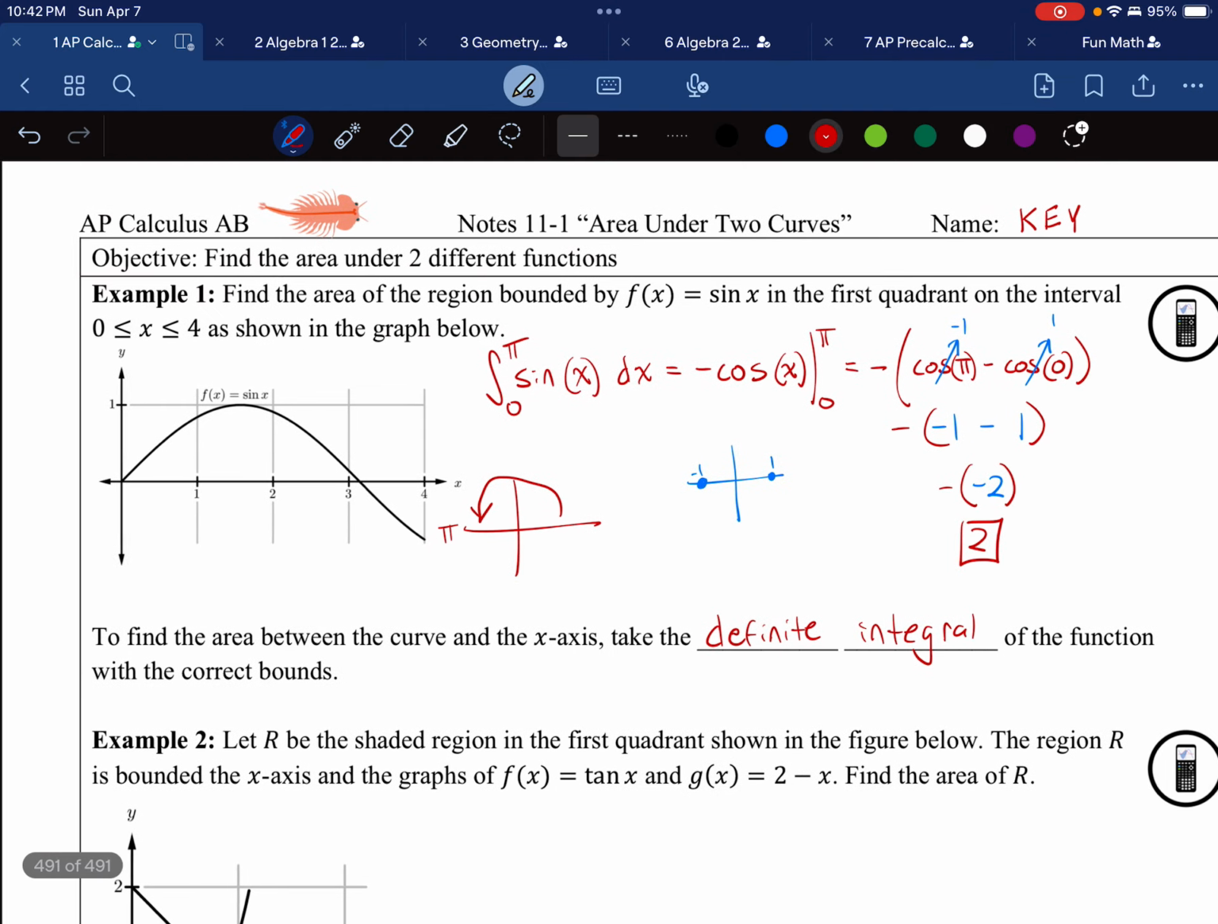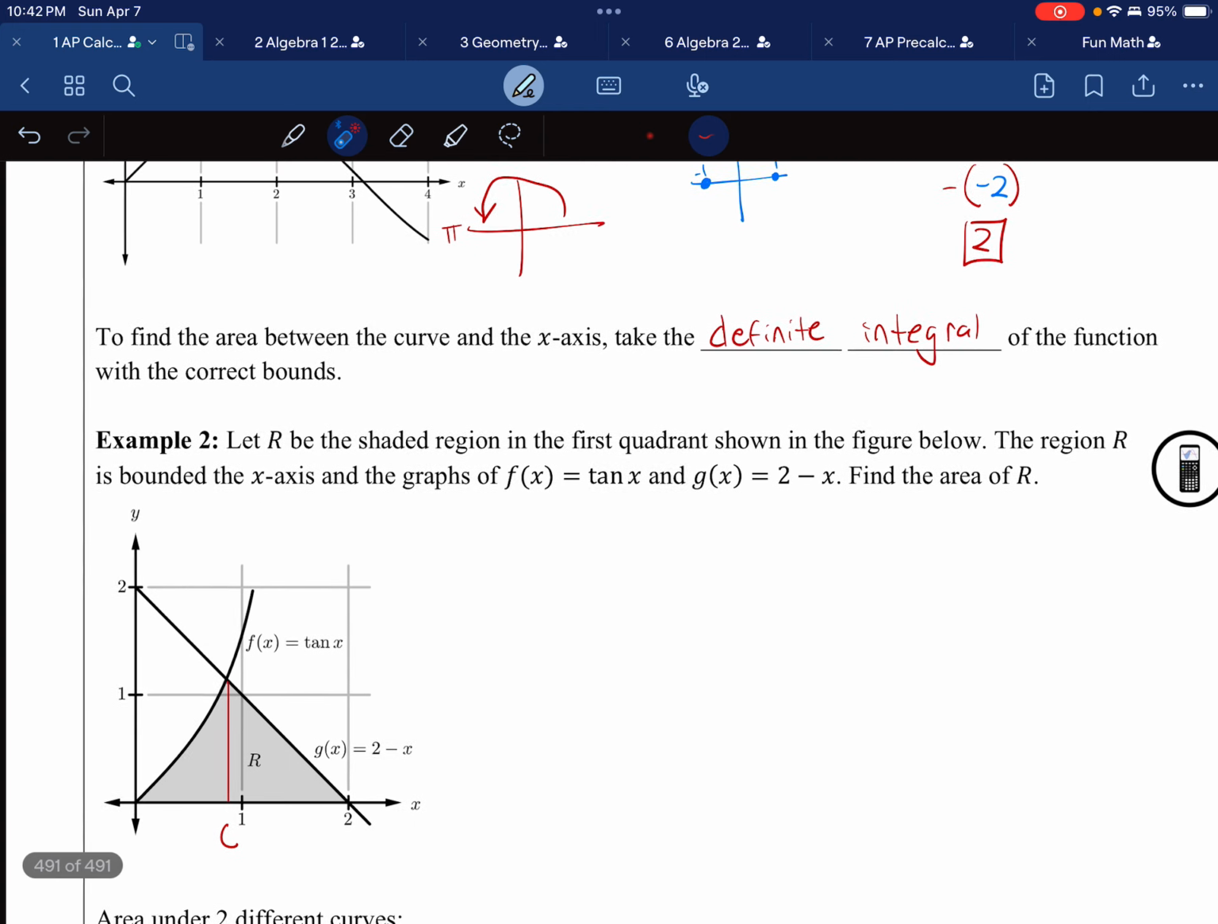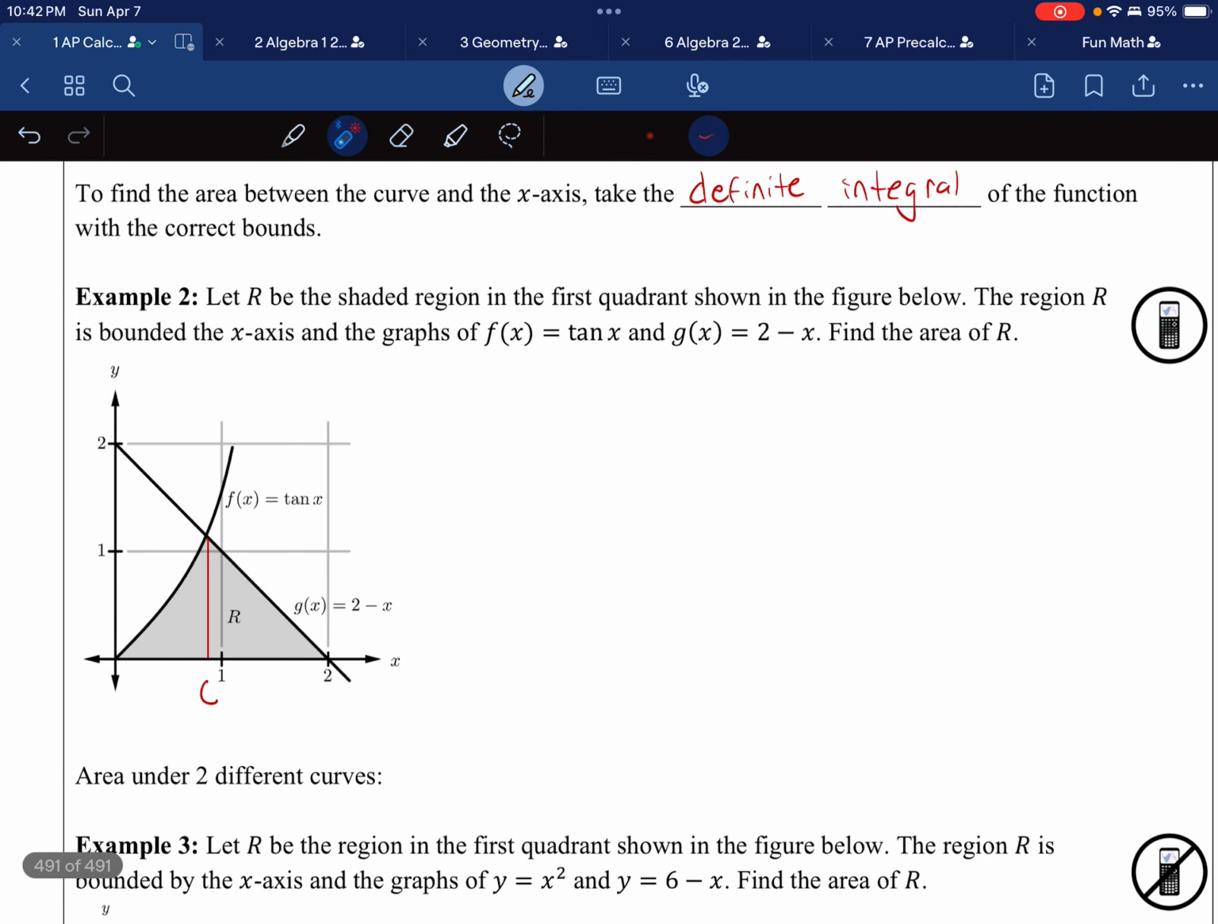And that's generally the first piece of my objective. Can you find the area under different functions? We did it under one. If it's under one function, you just take one definite integral. If it's under two different functions, you probably guessed, it's two different definite integrals. So to see that, let's look at example 2.